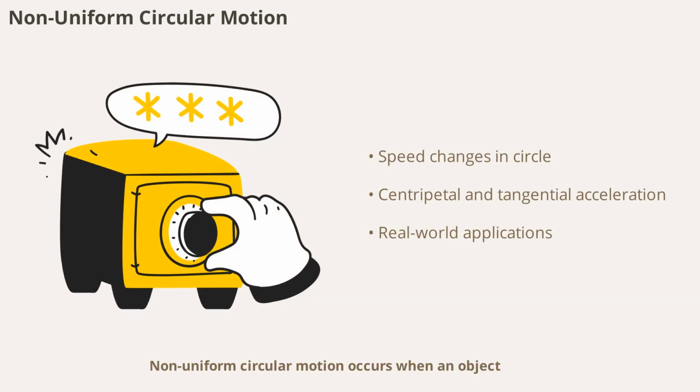Non-uniform circular motion occurs when an object moves in a circle, but its speed changes. This means there is both centripetal and tangential acceleration. Analyzing this motion is more complex, but it's important for understanding real-world scenarios like cars accelerating around curves or amusement park rides.